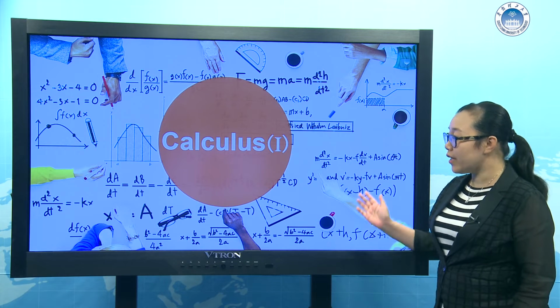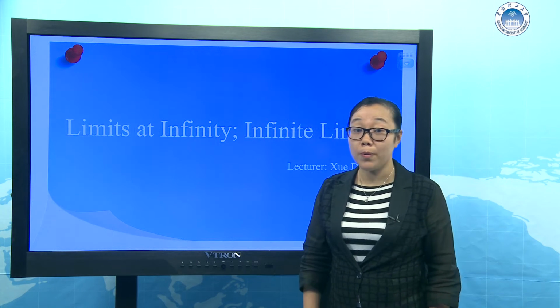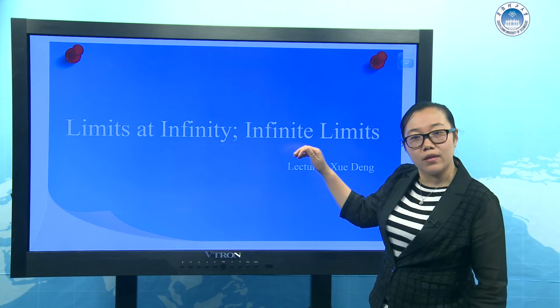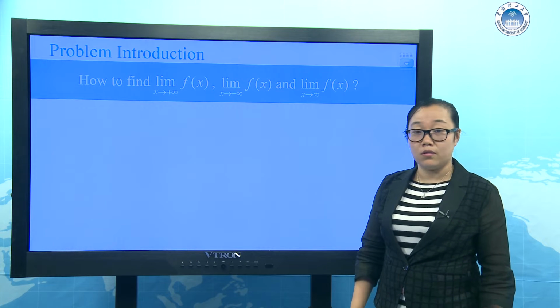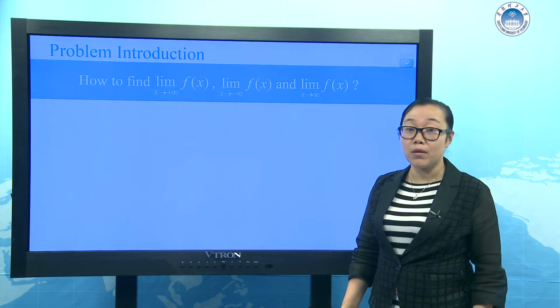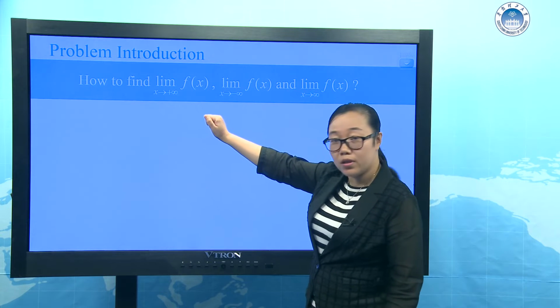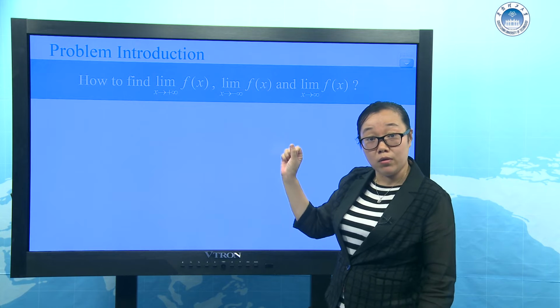Today we study Calculus 1. The topic is limits at infinity. So now we should care about this kind of question. The limit as x tends to c of f(x), I have known.